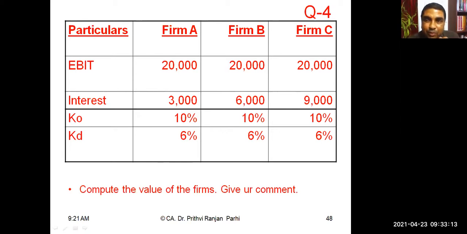So if you follow the previous theory, that is the net income theory, where debt is maximum, the value of the firm should be maximum, firm C. But this theory says no. Why? It says KD is constant. KD you see is 6%, 6%, 6%. But the question has not given you the KE. KE is definitely increasing, in such a way that overall cost is coming to 10%, 10%, 10%. The question has given you KO and KD. KE you have to compute, and you have to also comment on the value of the firm. Did you understand this question? Should we solve it now? Yes, sir. Okay, now be ready.